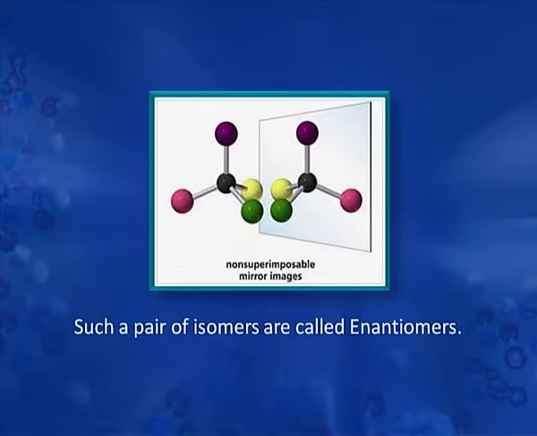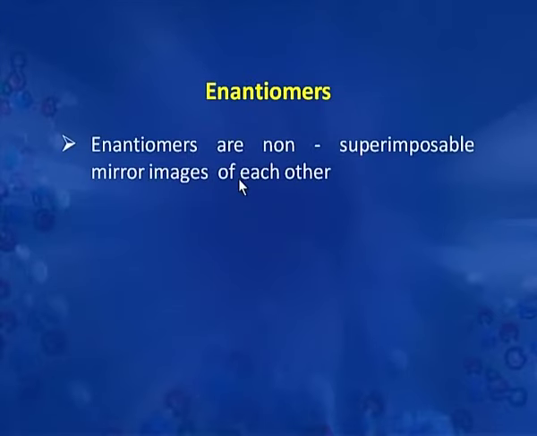In our last session, we had discussed compounds which contain a chiral center. This is a molecule that you are looking at. This is a carbon with 4 different groups attached to it, and its mirror image is non-superimposable over it. We had discussed that such compounds are called chiral compounds, and such a pair of isomers are called enantiomers. Enantiomers are non-superimposable mirror images of each other.